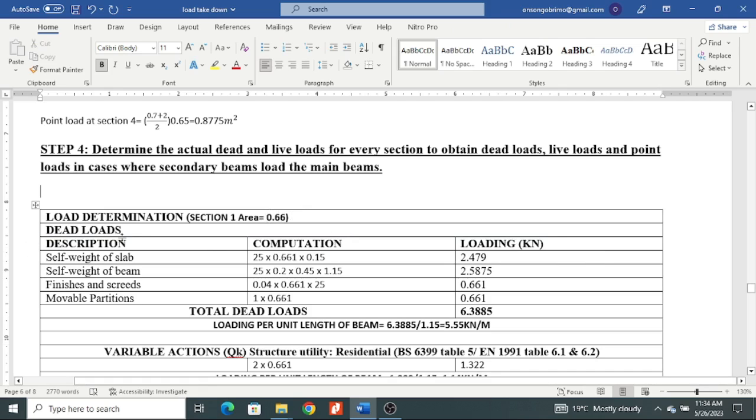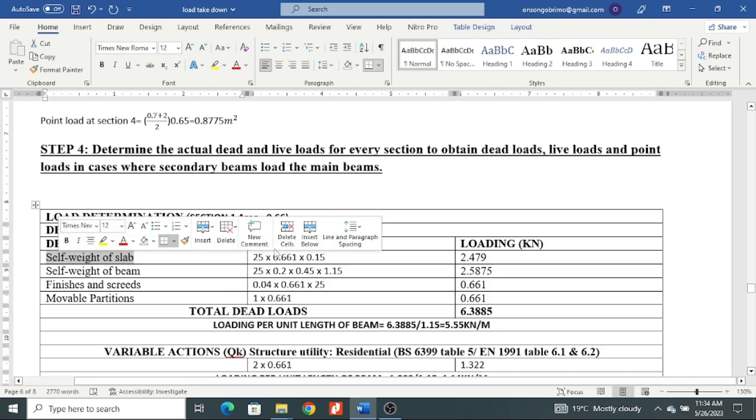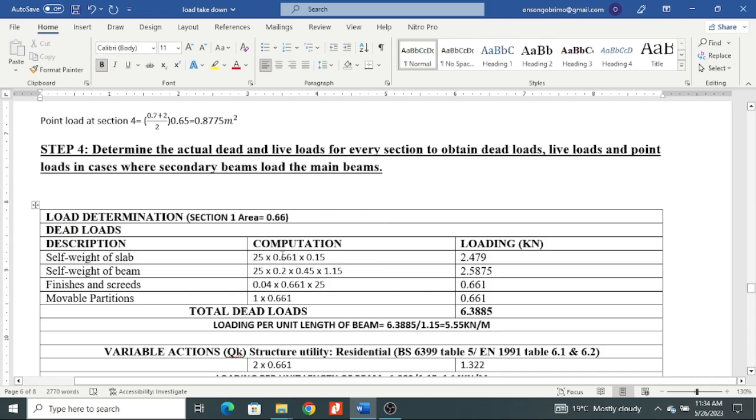So for my dead loads, I have the self weight of the slab, where you take the density multiplied by the area multiplied by the depth. Area and depth give you the volume, multiplied by density, and volume multiplied by density gives you the mass in kilonewtons. I have also determined the self weight of the beam at this section.